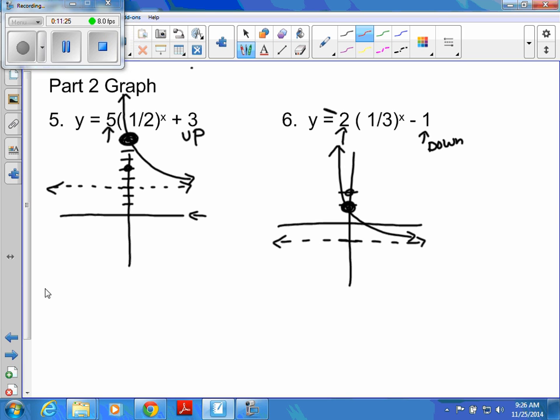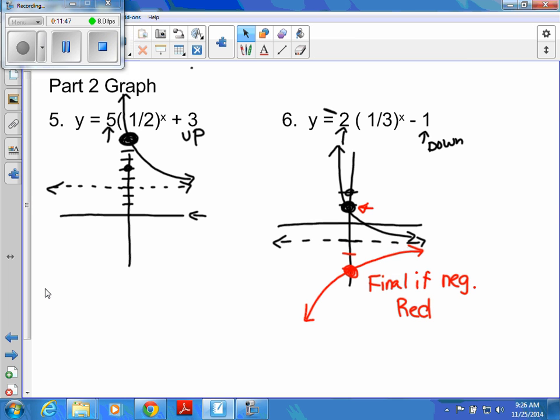Isn't this dot right here 2 up? So if I reflect it, isn't my real answer going to be 2 down? And then I'm just going to make it look like the other one. My final answer, if there would have been a negative sign, would have been in red.